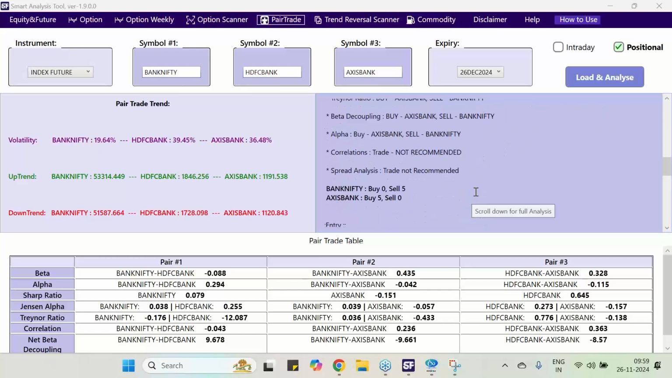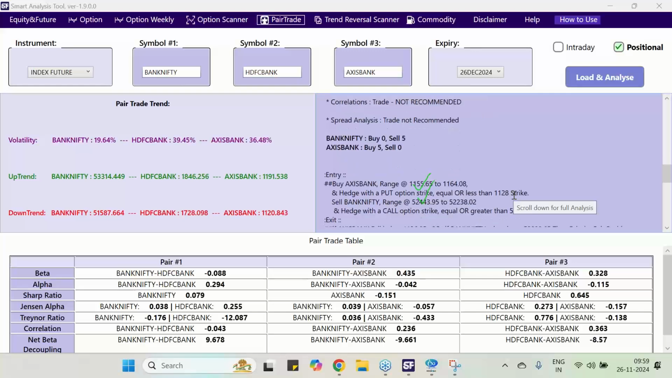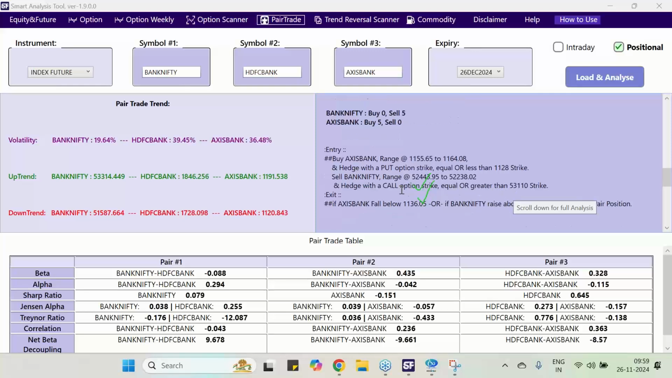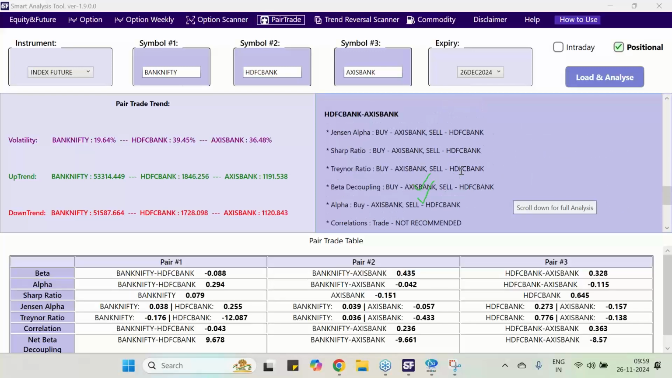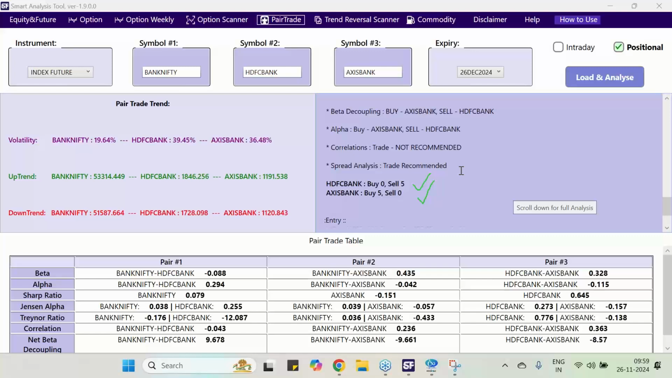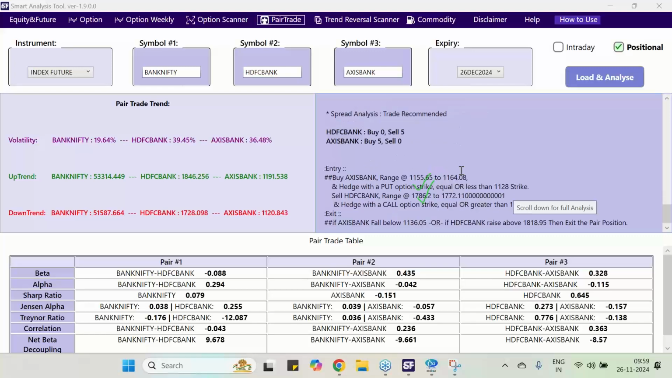बैंक निफ्टी एक्सिस ये पूरा क्लियर मेजोरिटी में है, बैंक निफ्टी को बेचो, एक्सिस को खरीदो. सो बैंक निफ्टी टू बी सोल्ड, एक्सिस टू बी बॉट. फाइव स्टडीज आर रिकमेंडिंग दैट एंड कोरिलेशन पक्का नहीं है. सो दैट इज स्प्रेड इज नॉट favorable, so hedging is required. Buying of axis along with put and selling of the bank nifty with the call ये भी. and HDFC and axis में HDFC को सेल करो, axis को बाय करो, ये भी आ रहा.